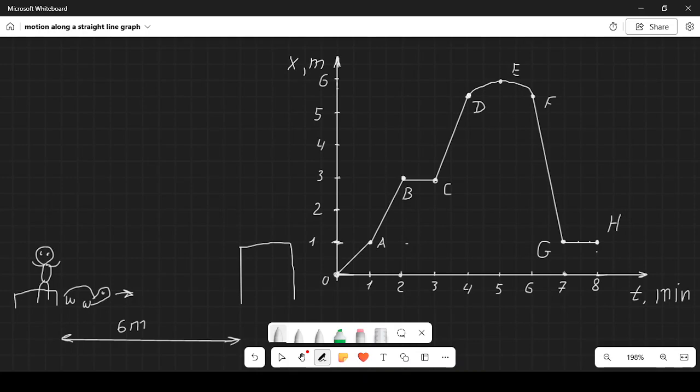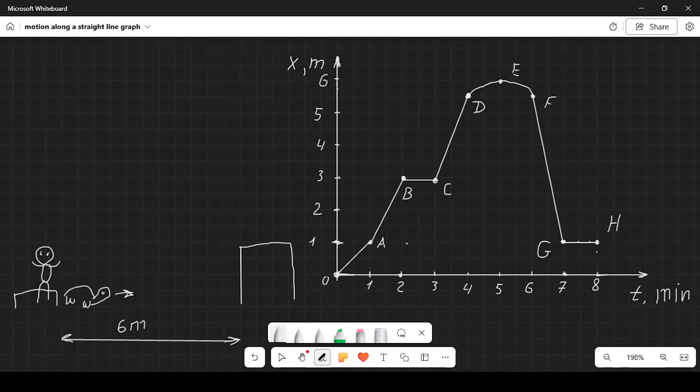And at this point, we see that our graph is changing its line, yeah, how it goes. Here this line is quite steep, especially steeper than these two. So if it's steeper, what does it mean? It means that the speed of the turtle is higher.